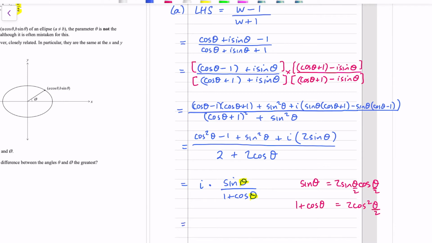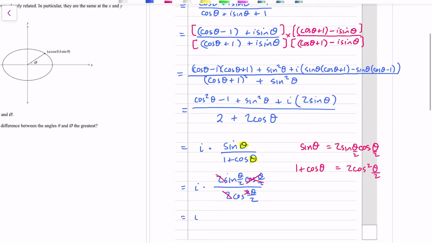Okay, and then I substitute these new identities in. 2 sine theta over 2 cos theta over 2 and 2 cos squared theta over 2. The 2's cancel, the cos theta over 2's cancel, one of them does, and we're left with sine theta over 2 divided by cos theta over 2, which is i times tan theta over 2, because sine over cos is tan. Brilliant. So that's the algebraic proof of it. Now let's have a look at the geometry and how you could do this using a geometric proof.